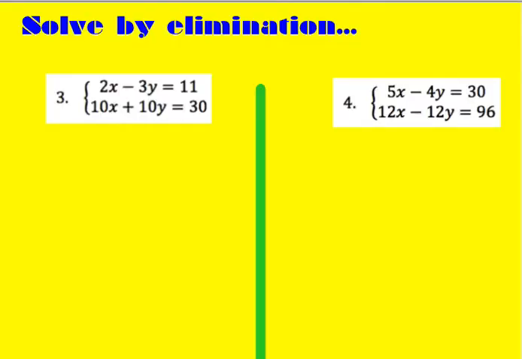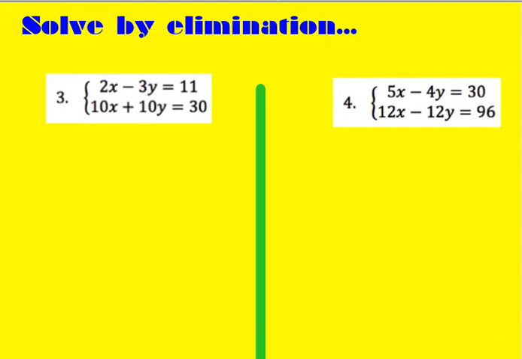Now, let's take a look at number 3. Again, we need to create same number, opposite signs. Well, what I notice on this one is that my y's already have opposite signs. So I'm going to start there. And then I'm going to ask myself, okay, what's the smallest number that 3 and 10 both multiply to? Not divide by, but multiply to. So the smallest number that they both multiply to is 30.